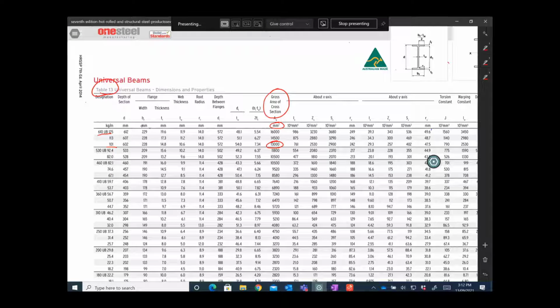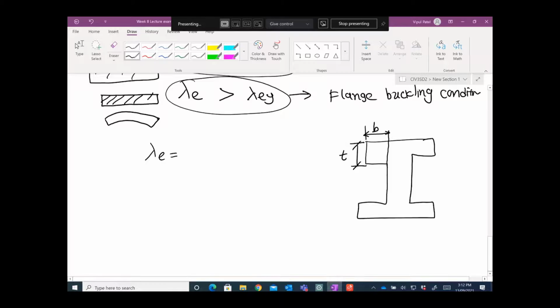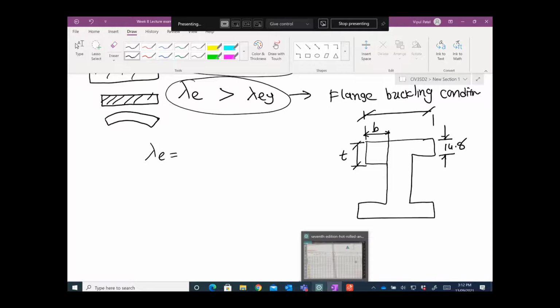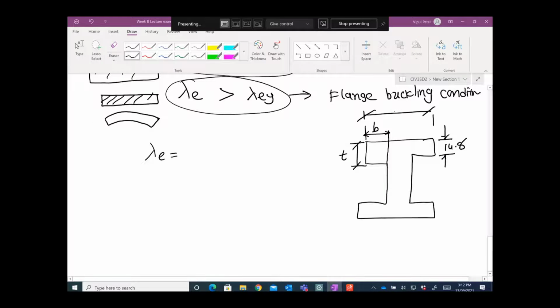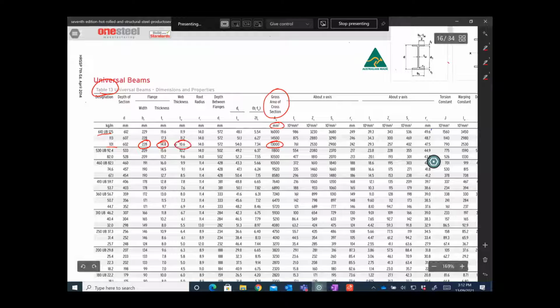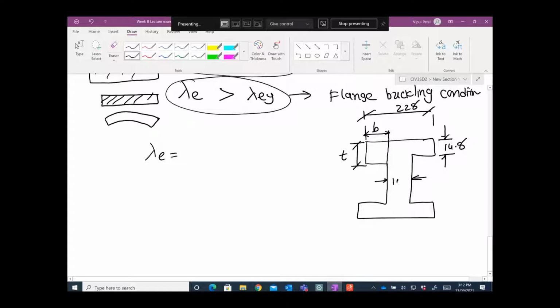Thickness of the flange is 14.8. So let's put 14.8 here. What is this width? Width of the flange is 228. That's fine, let's put 228. And this thickness is 10.6. So that is 10.6.